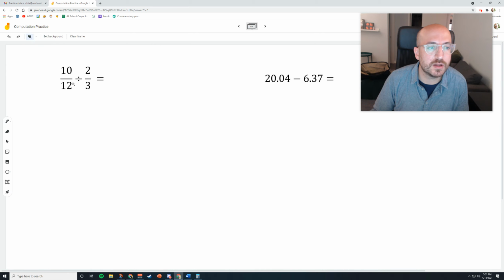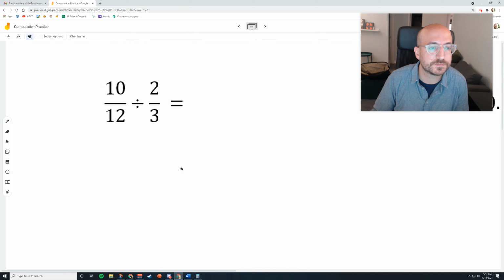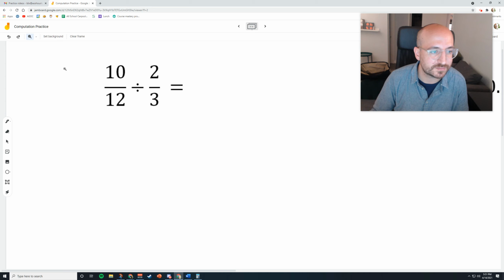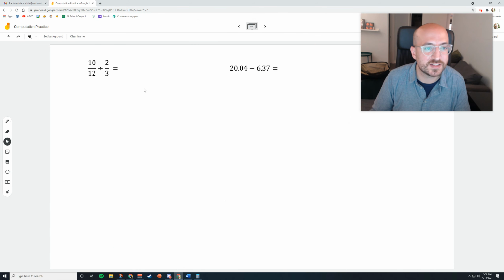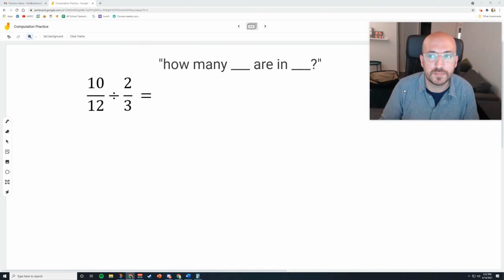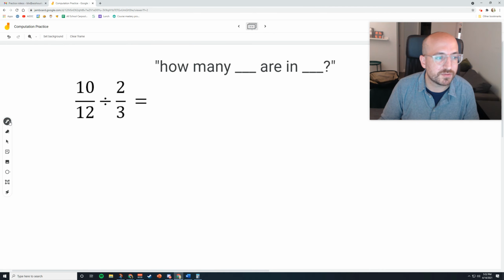All right, halfway done. Let's zoom in. Now this one's kind of cool. It's getting harder. What was the sentence we like to do for division? How many are in... Okay, so this one would be how many 2/3 are in 10/12.